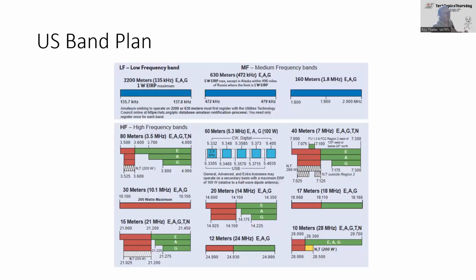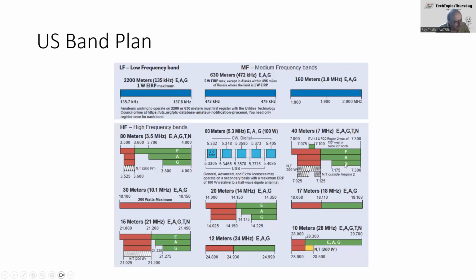Now the US band plan is a little bit different. I'll just take an example of one of these. For example, let's say you took 40 meters. If you're just becoming a technician, you can do CW down here, and you're allowed 200 watts of power.